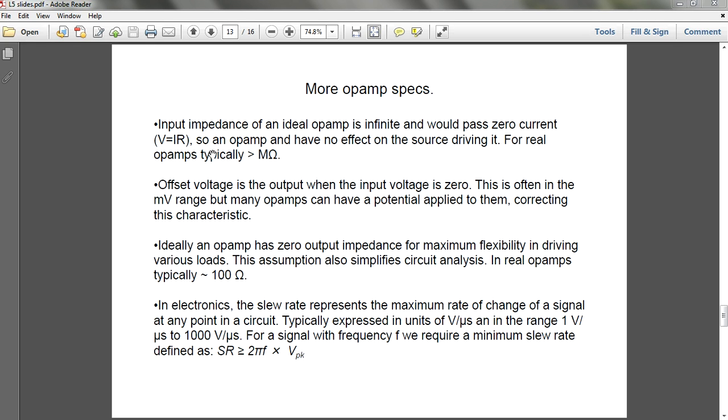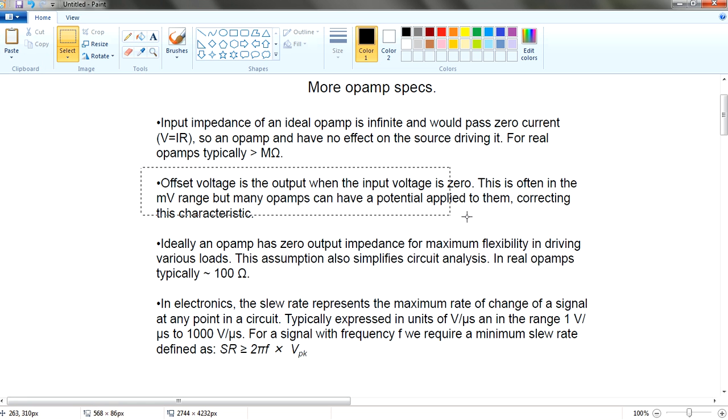But realistically, you may have some current flowing through. So this is the case. The first rule states that no current has to flow through the op-amp. Now, what about the second rule? Offset voltage is the output when the input voltage is 0.